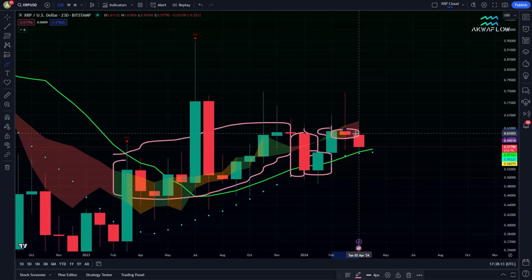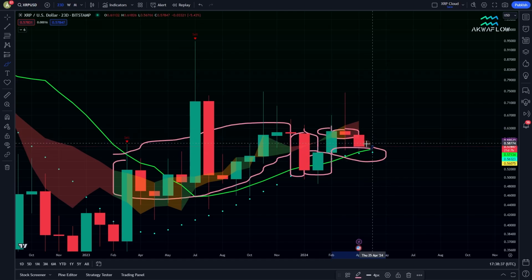And unless XRP is able to go above the cloud and to have a full body closing above the cloud, right now the cloud is acting as a strong resistance for us. Fortunately, we still have the green line and the blue dots as a strong support, meaning that a bounce from these levels is still possible, but a decision will have to be made pretty soon.